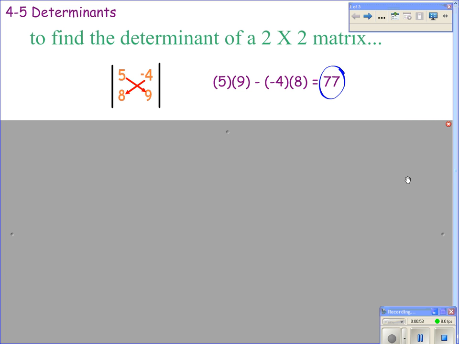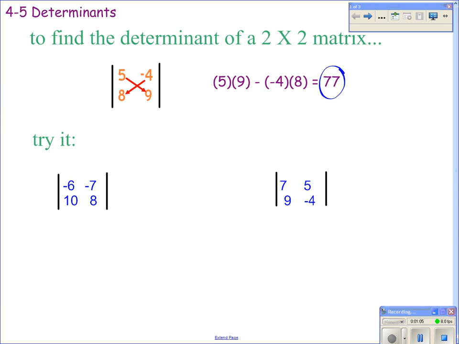Yes? Does it matter what order you put them in? It does matter the order. We always want to do the upper left times the lower right. Do that one first and then subtract the other way. So we're going to try this 2 more times just to make sure we're good with this before we move on to a 3 by 3.